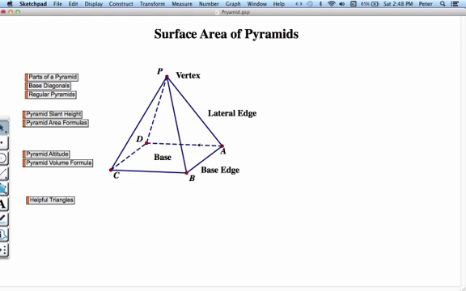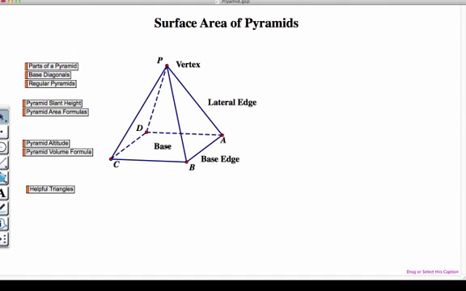Where a lateral face meets the base, we have a base edge. And at the very bottom of a pyramid is the base. Pyramids are named by the shape of the base. So this would be a square, or perhaps a rectangular base pyramid.